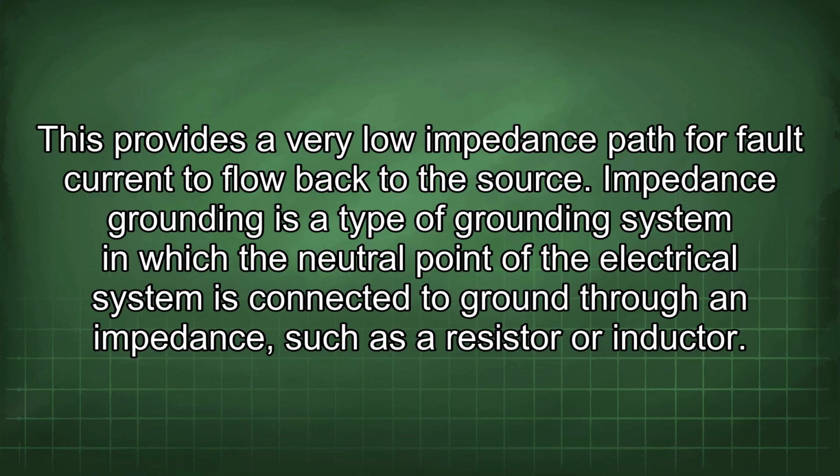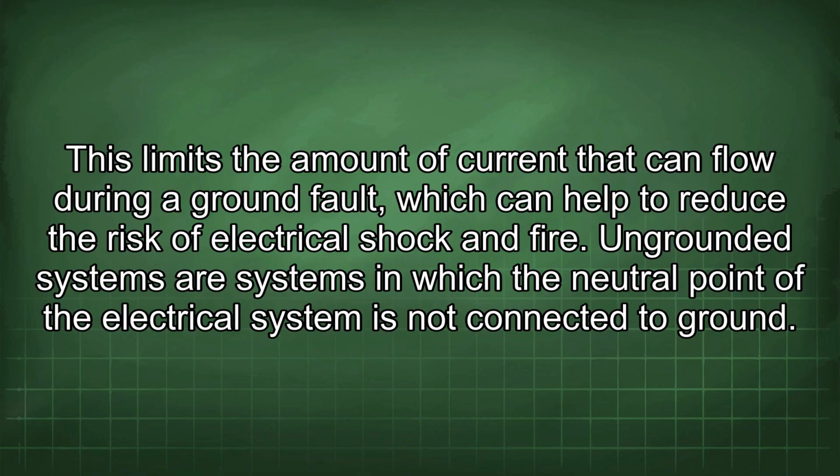Impedance grounding is a type of grounding system in which the neutral point of the electrical system is connected to ground through an impedance such as a resistor or inductor. This limits the amount of current that can flow during a ground fault, which can help to reduce the risk of electrical shock and fire.